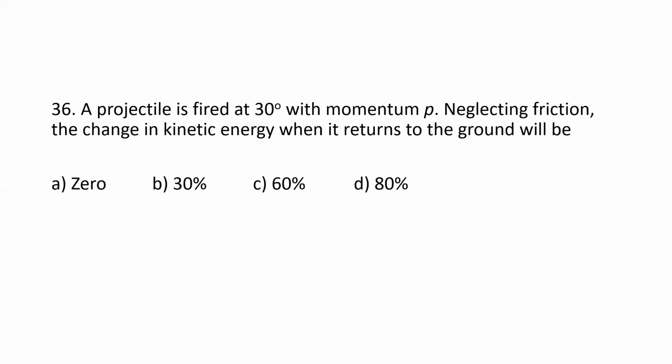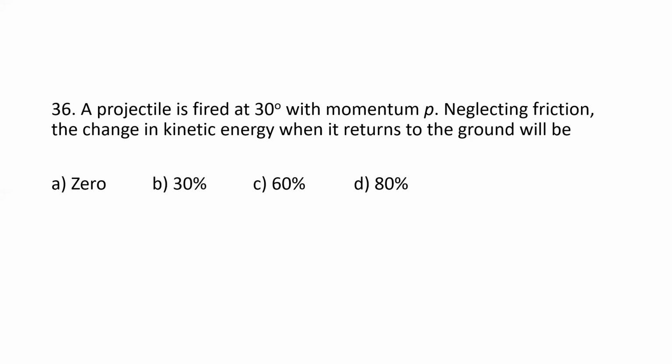See, according to the law of conservation of energy, a projectile acquires the same kinetic energy when it comes back to the same level. So when it is fired, the object will reach the ground here, right? So the projectile will acquire the same kinetic energy when it is at the same level. Therefore, the answer is 0. Option A is the right option here.